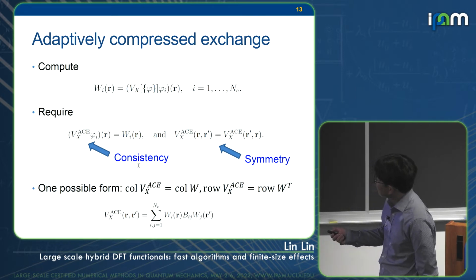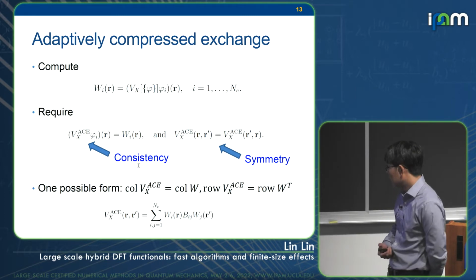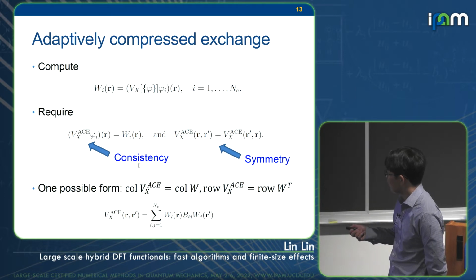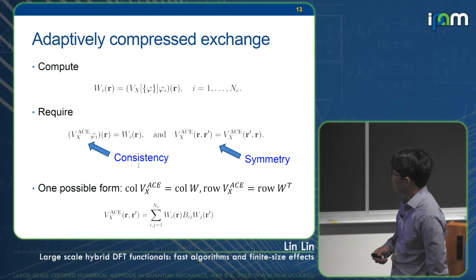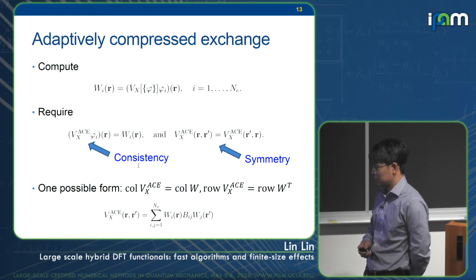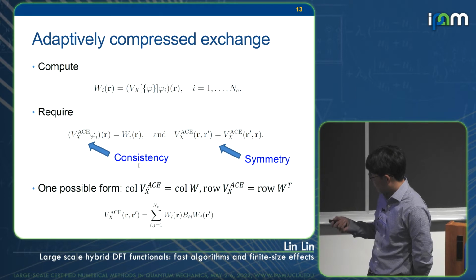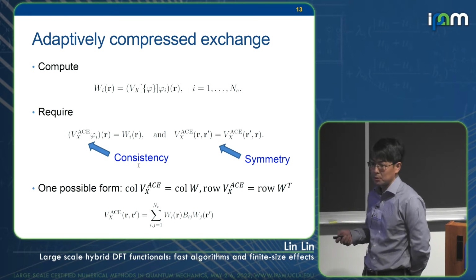So you still apply this exchange operator to all the NE orbitals. NE is the number of electrons. This is what you do in every code, and you get these vectors called Wi. Then I want to construct a surrogate called Vx tilde or Vx ACE. It needs to satisfy two things. Here I'm using real arithmetic operations for simplicity.